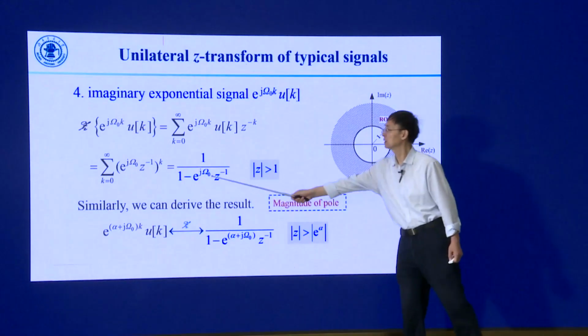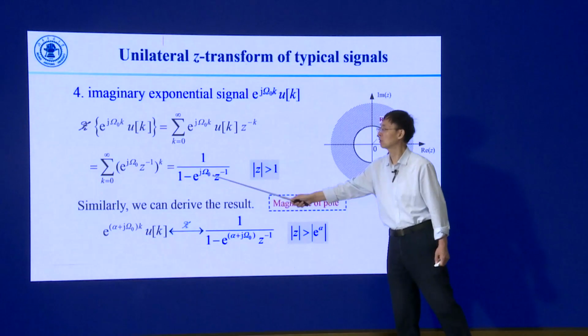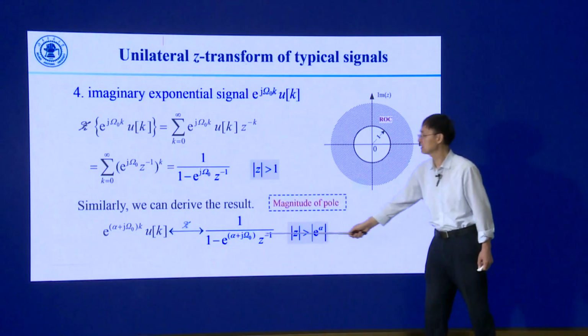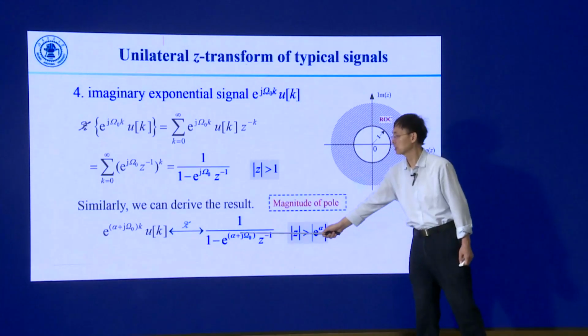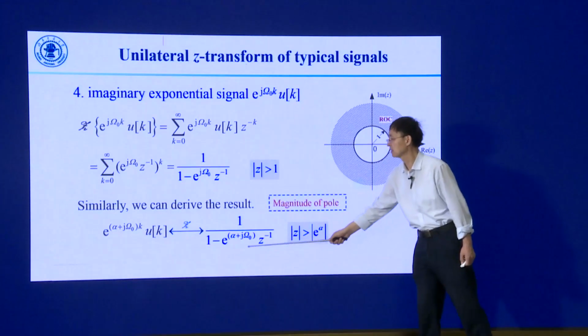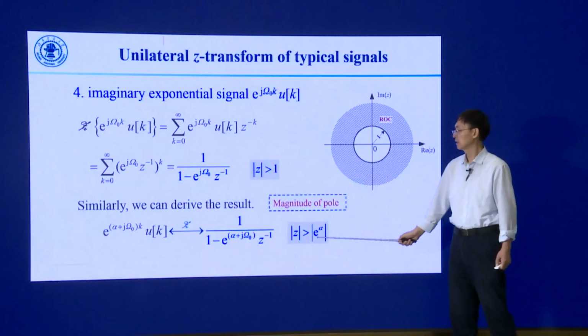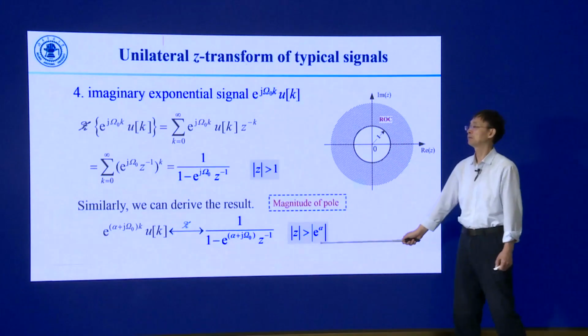This pole is e^(j omega 0). Its magnitude is 1. For this fraction, its pole is this value. Its magnitude is this value.